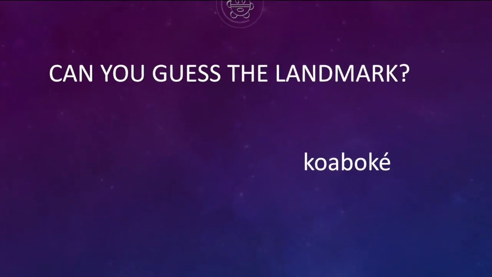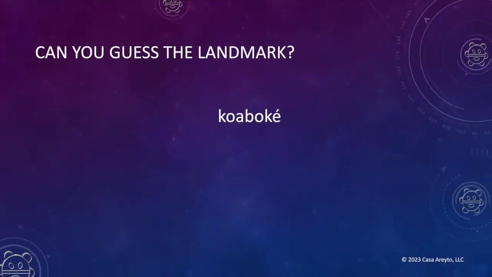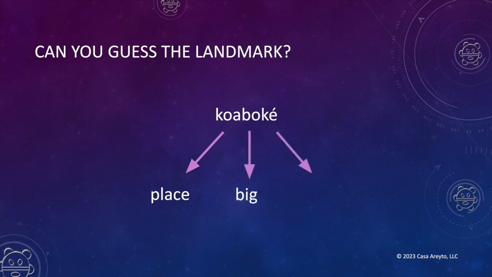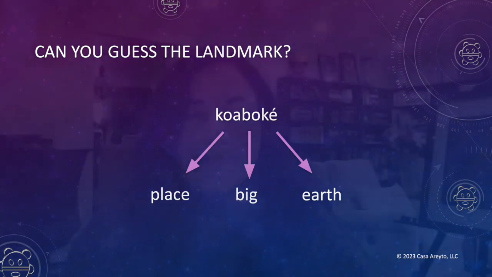Okay, let's look at this word. Koaboke. That sounds like a mouthful, but let's break it down into its word parts. Koa, we learned that means place. Bo, you know that word, that means big or great. And que, do you remember what that means? That's right, earth. So, can you figure out what koaboke means? A place with big earth?